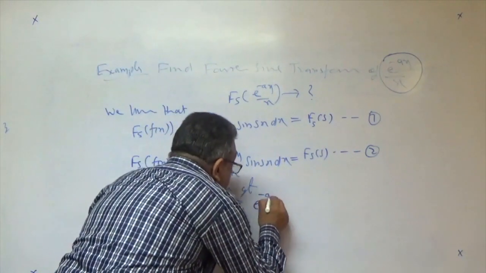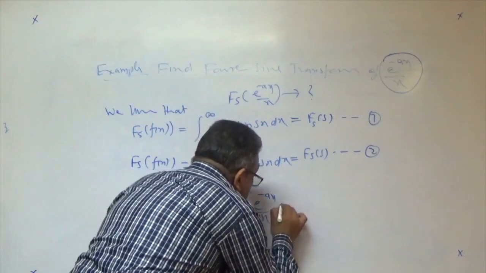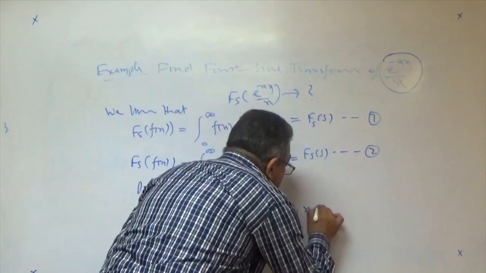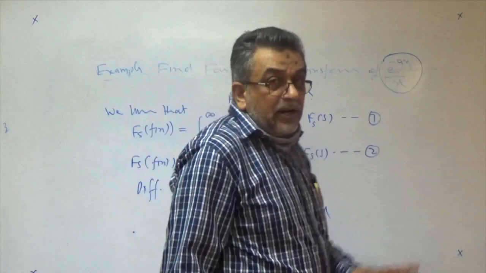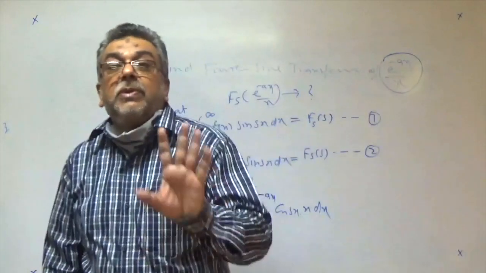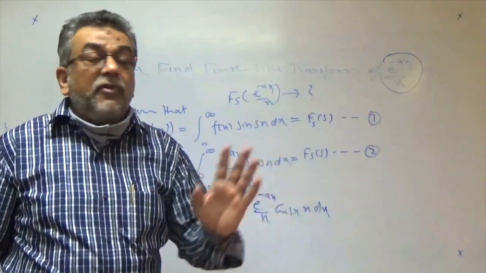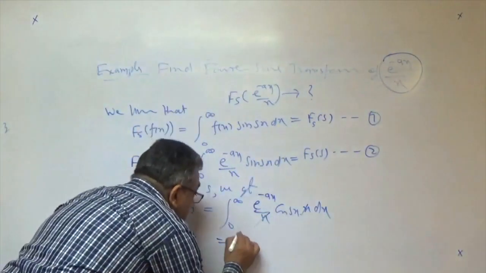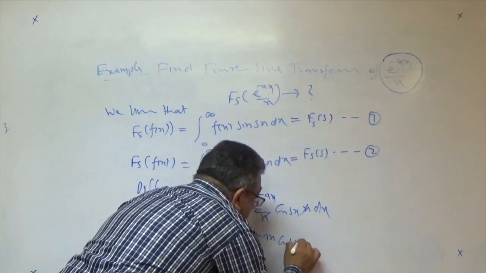So e to the power minus ax upon x is constant. Differentiation of sin sx is cos sx, and differentiation of sx is x dx, because it is under the sign of integration and we are differentiating partially with respect to s. This is the principle of differentiation under the sign of integration. Here x is cancelled out, and we have the integral from 0 to infinity of e to the power minus ax cos sx dx.